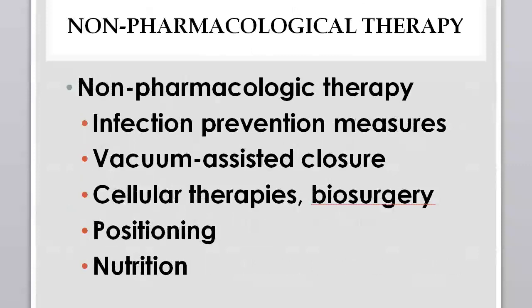These are some of the non-pharmacological therapies: infection prevention measures, vacuum-assisted closures, some cellular therapies, biosurgery, positioning, and certain nutrition. And we may give these patients what we call TPN, or total parenteral nutrition, which has a high amount of protein and certain vitamins, depending on a patient's chemistry, especially if they're deficient in those particular nutrients. They might put the patient on this to better promote healing.